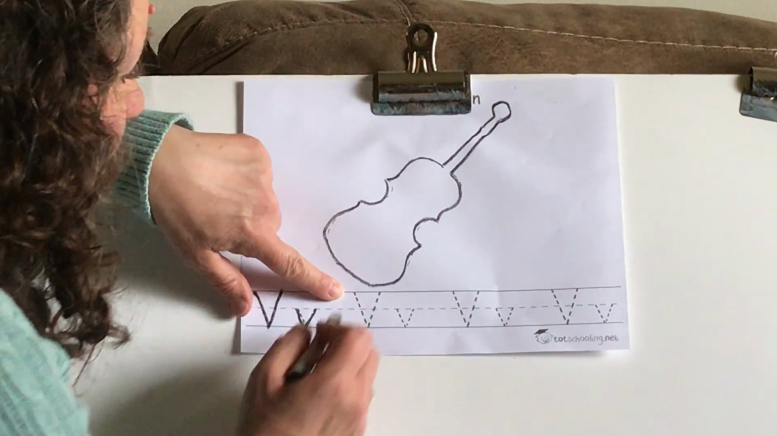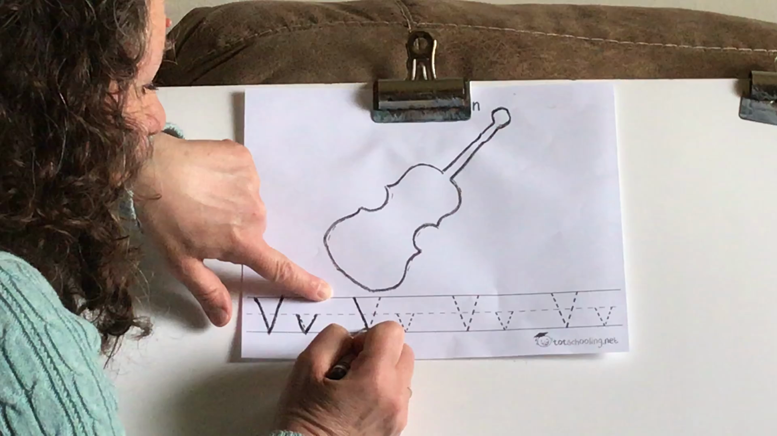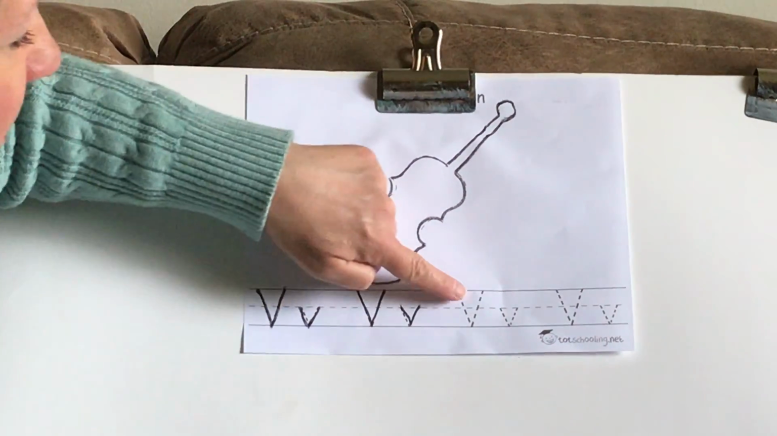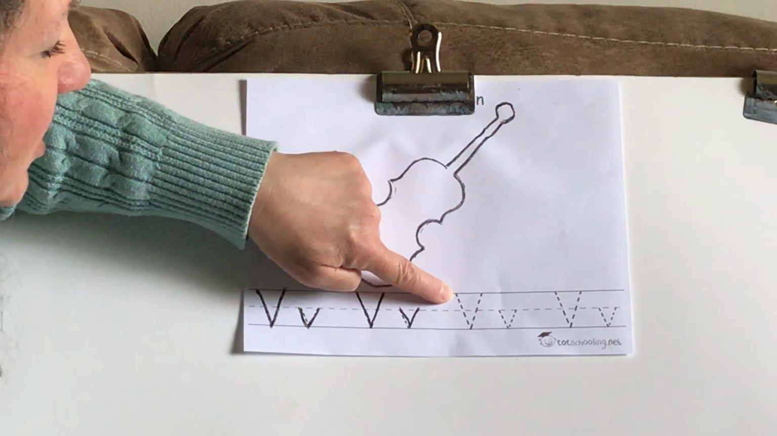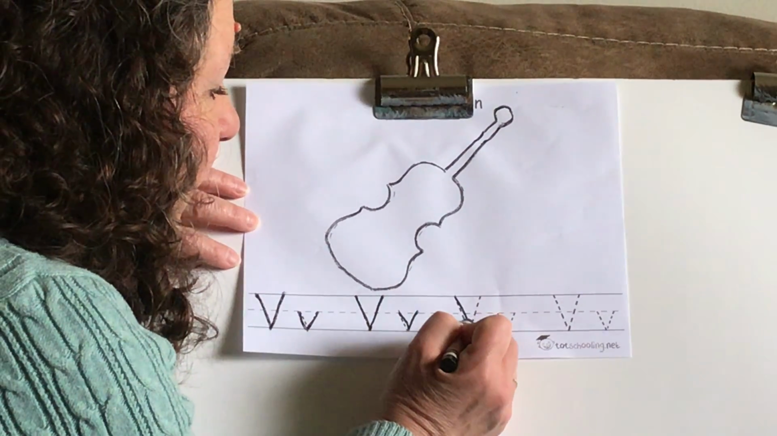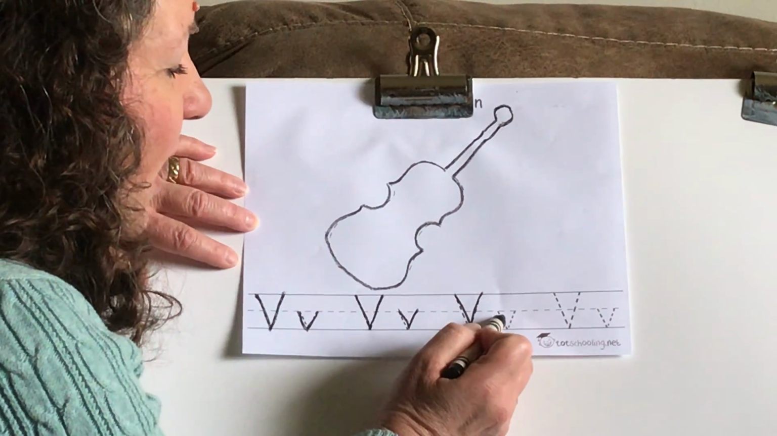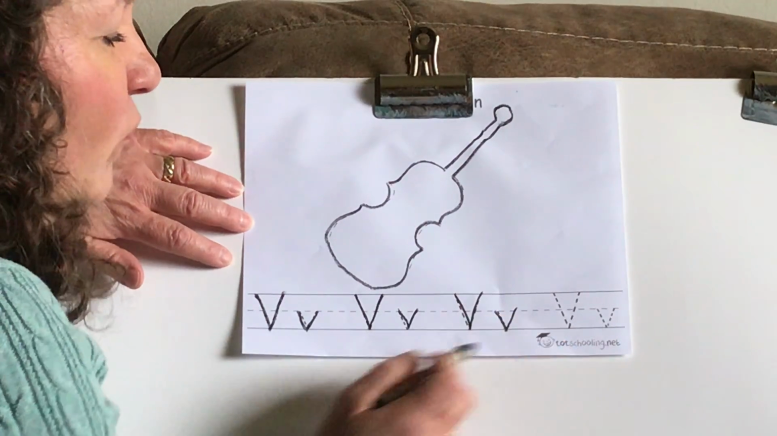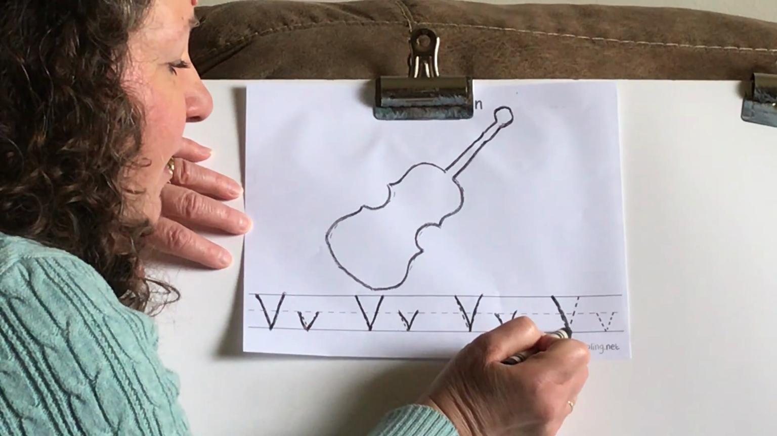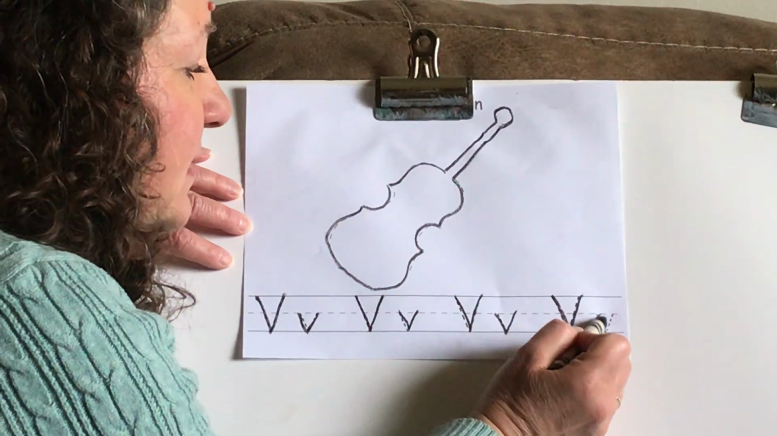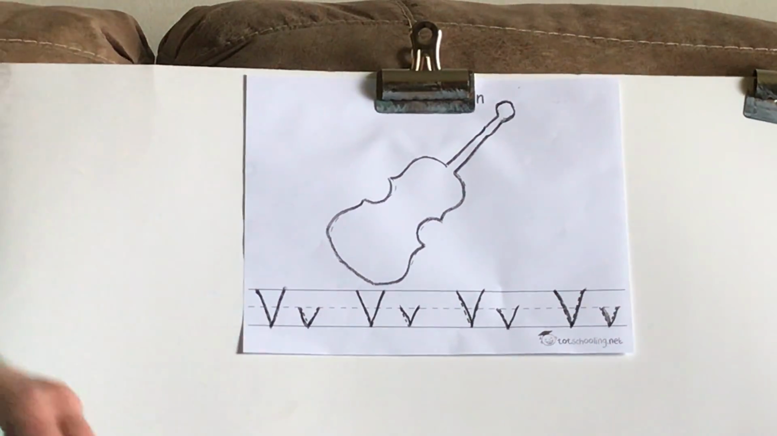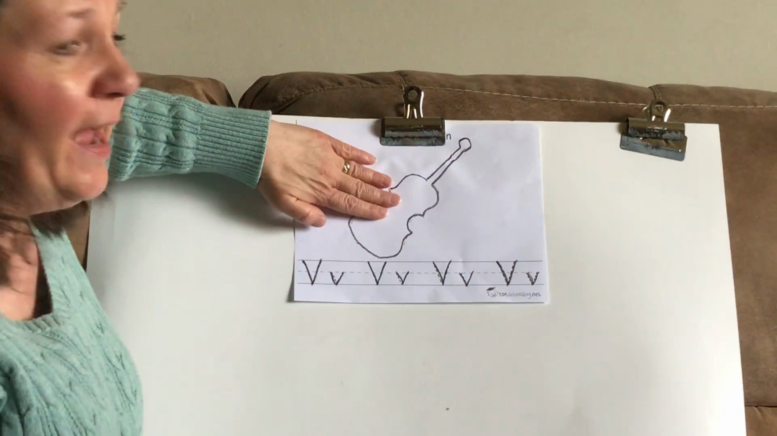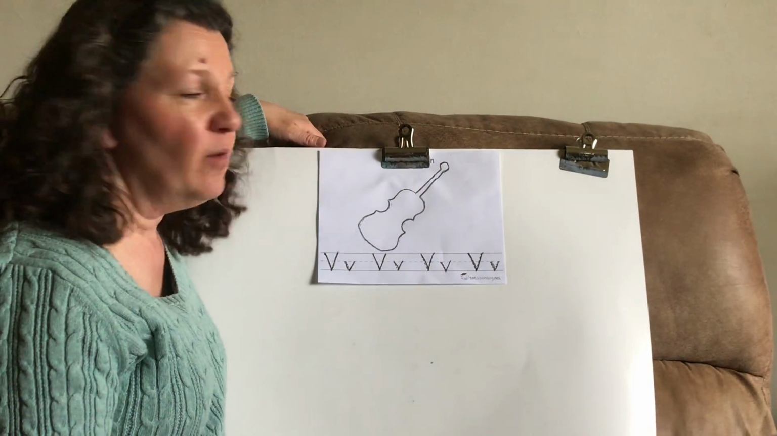Okay, let's go to the next one. Slant down and up. Down and up. Okay, let's go to the next one here. Start at the top, slant down and up. And the lowercase starts in the middle. Slant down and up. And we have one more set. Slant down and up, slant down and up. And remember, you can make the letter V with these two fingers. Okay, that's the letter V. So then you can go back and you can color this in however you want to do it.